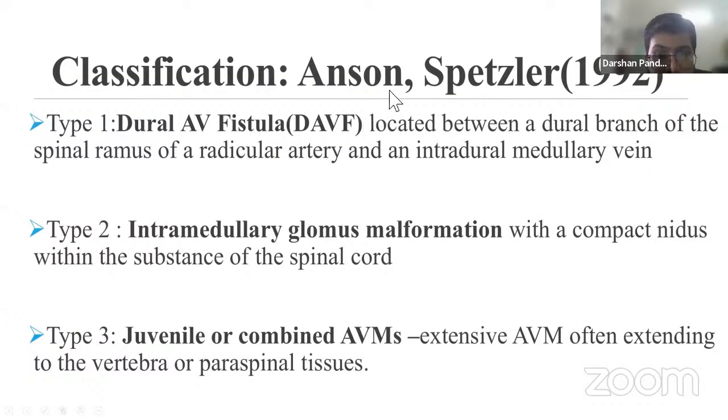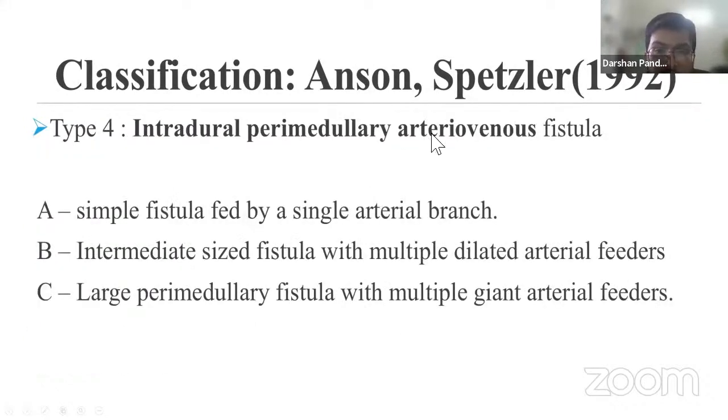The classification was given by Ensign and Spetzler in 1992. Dural AV fistula is the most common one. Second is intramedullary glomus malformation. Third is intramedullary juvenile AVMs. Fourth is intradural perimedullary; it can be a simple fistula fed by a single arterial branch, an intermediate size fistula fed by multiple dilated arteries, or a large one fed by multiple giant arteries. And fifth is epidural fistula.